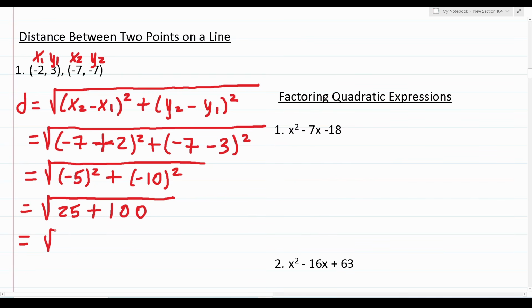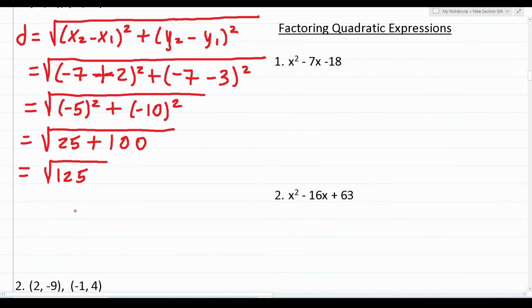So this is the square root of 125. And we have to simplify this radical now. And here's how I'm going to do it. I'm going to break it down like this.